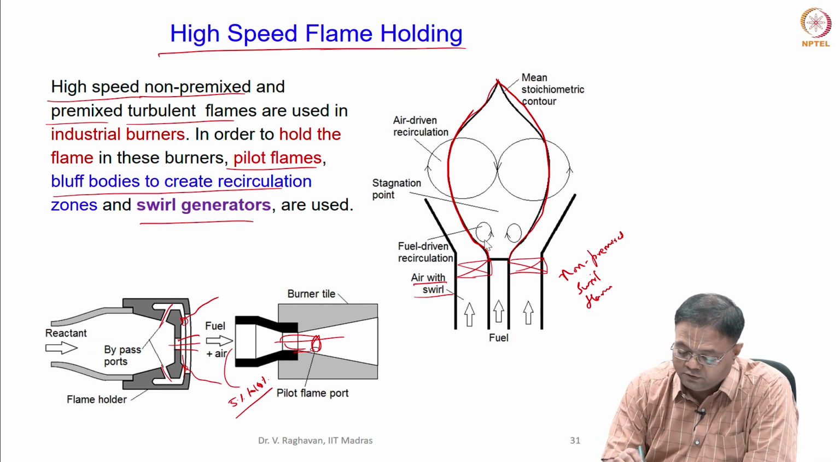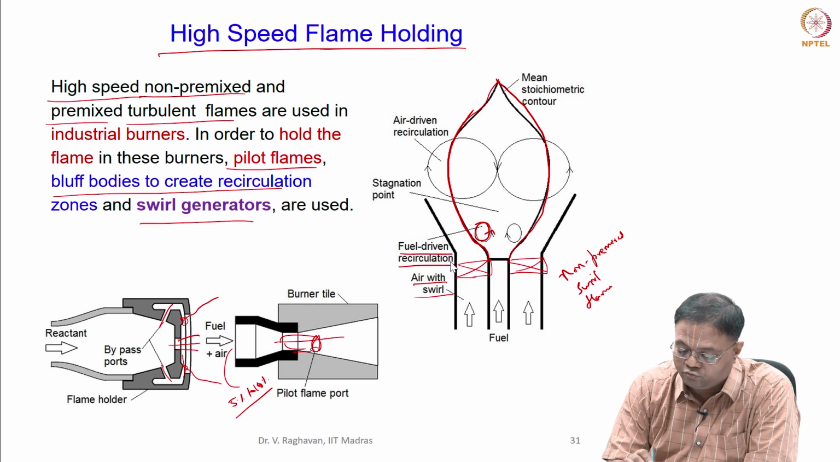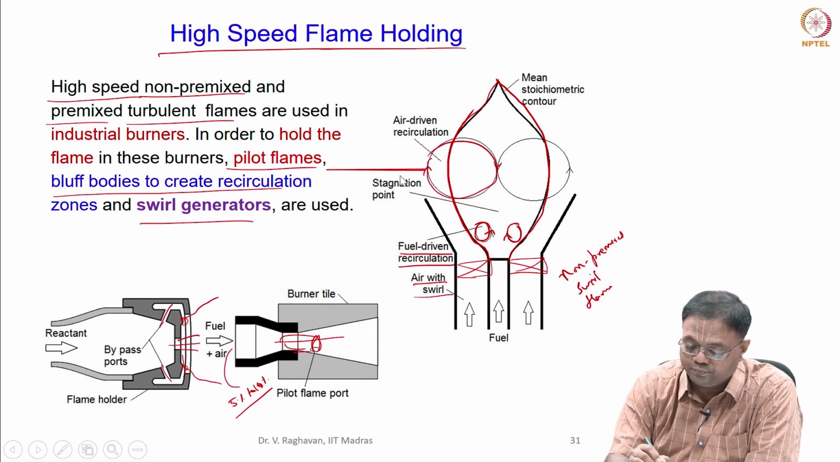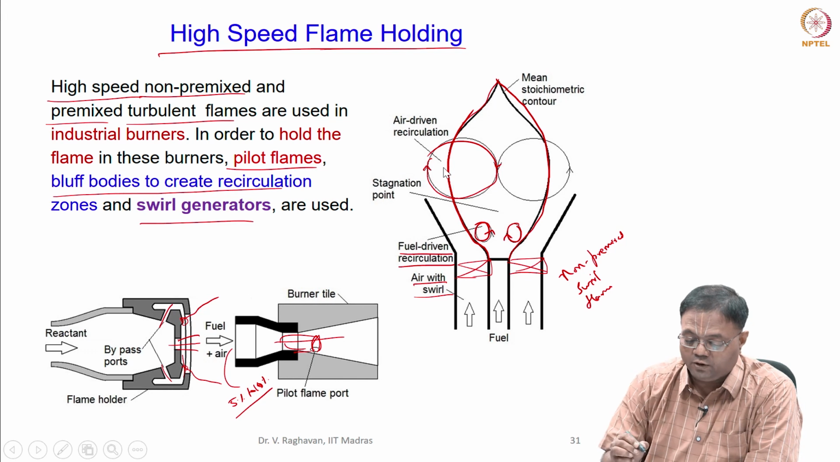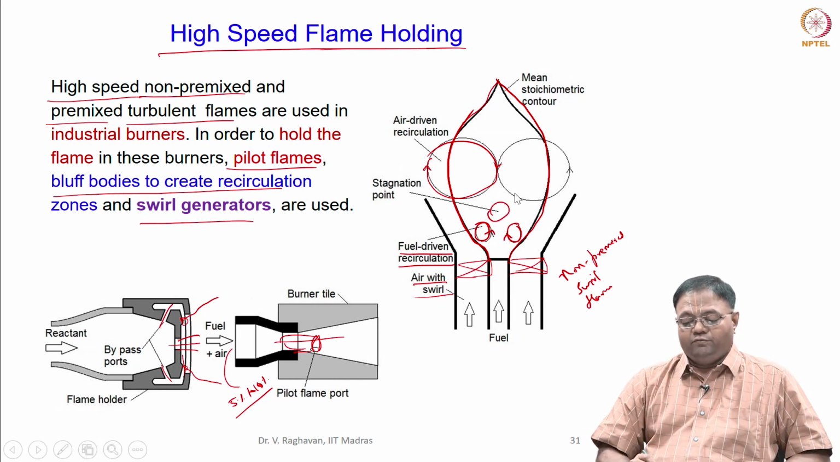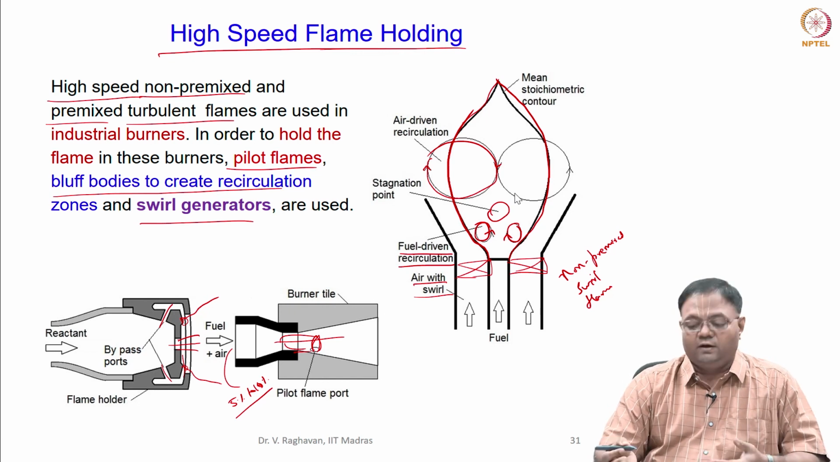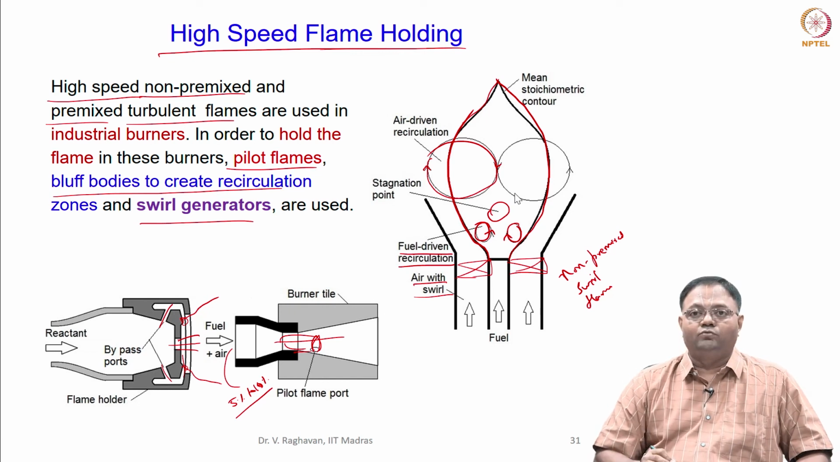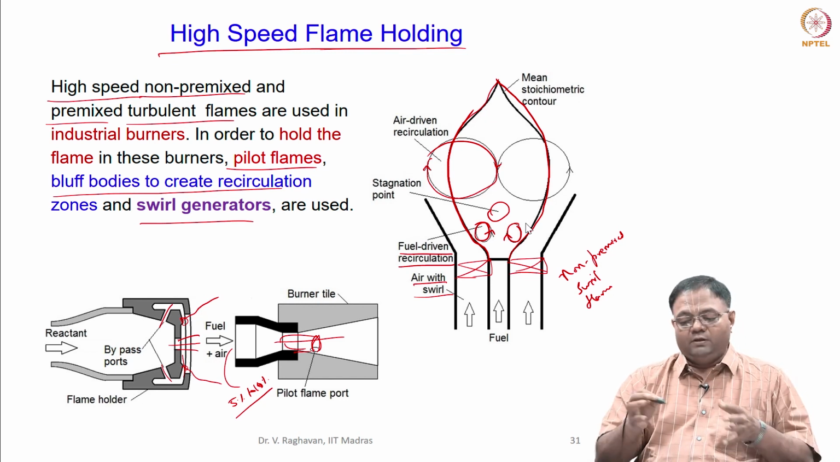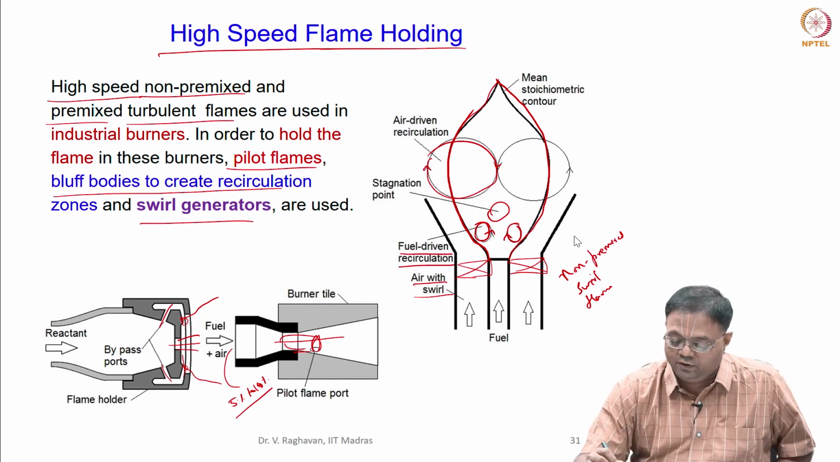The one is the fuel driven recirculation zone, which will be like this, and the second one is the air driven recirculation zone, which is present here like this. Okay. So, there is a stagnation zone also in this. So, we can see that we can have a higher speed for fuel and air supply to this, and due to the stagnation region, recirculation zone, etc., you see the better mixing takes place. This is a turbulent flame actually.